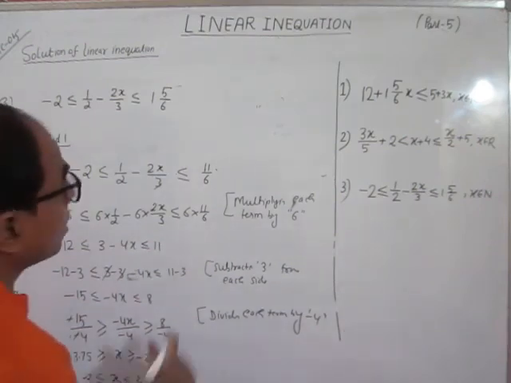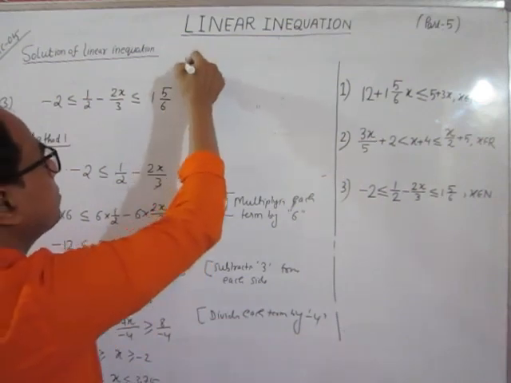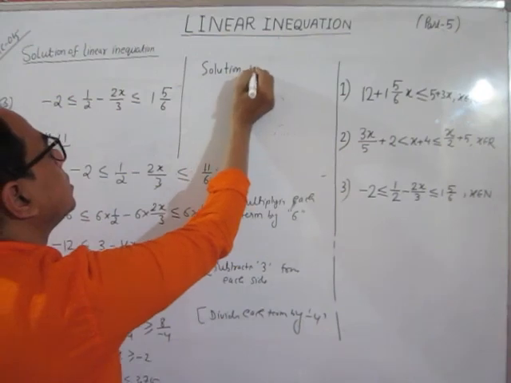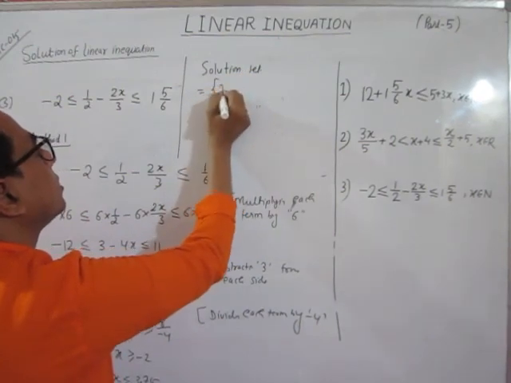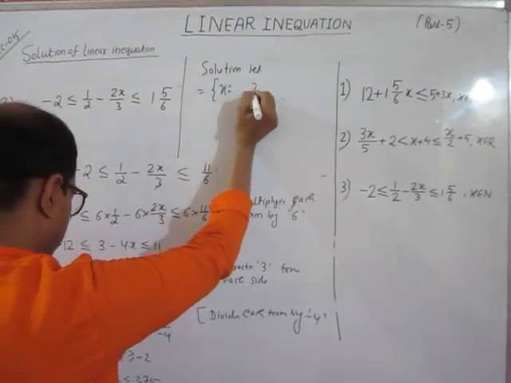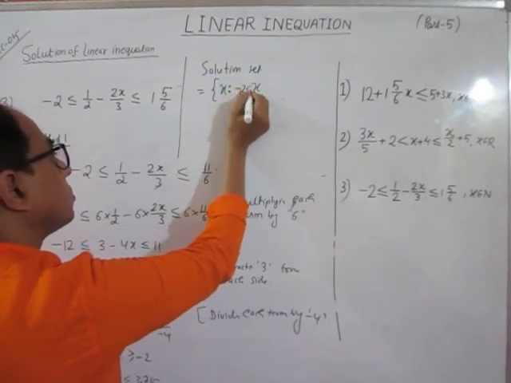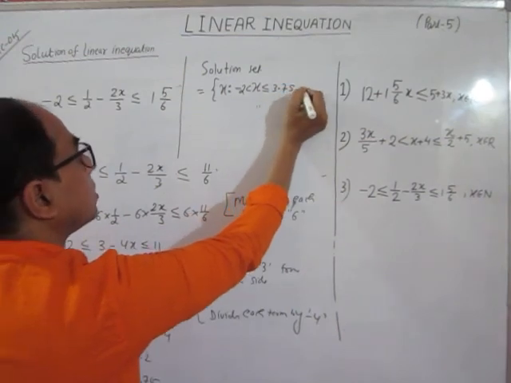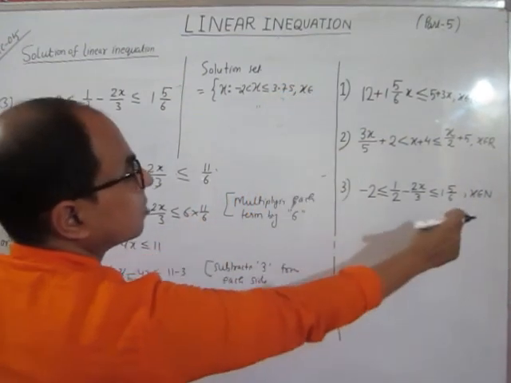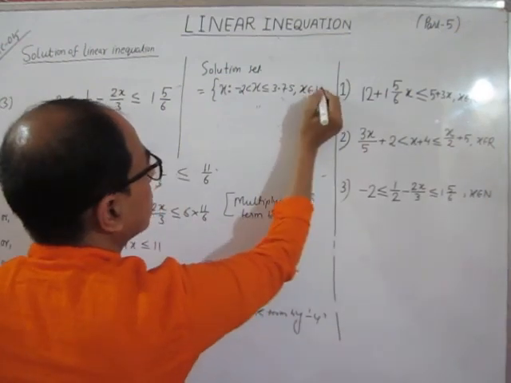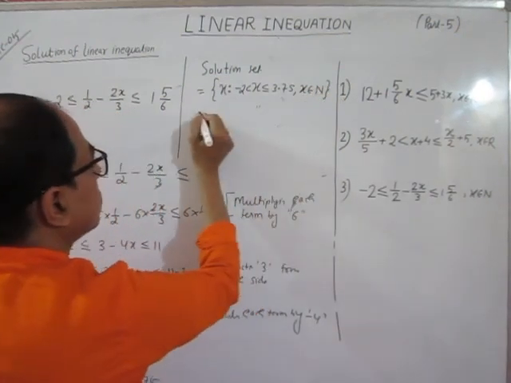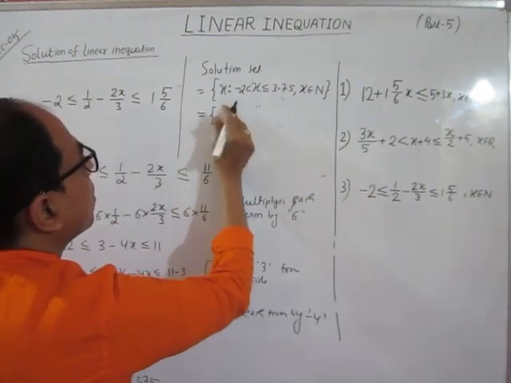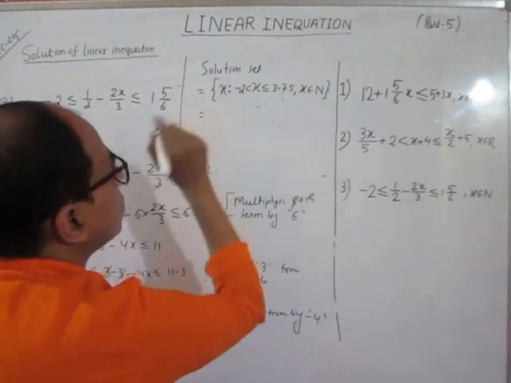Now here write the solution set. So it will be x such that x is greater than minus 2 and less equal to 3.75, and right here the replacement set also, x belongs to, in this question the replacement set is the set of natural numbers. Now here we can write this solution set in roster form.